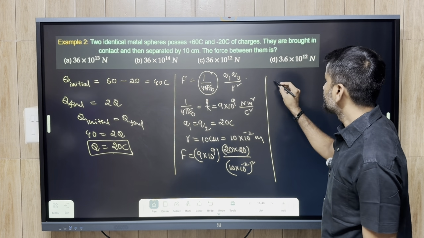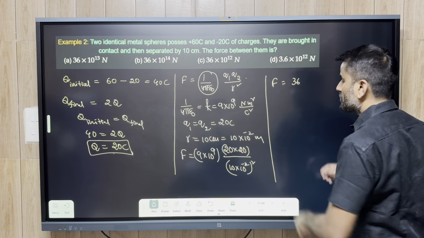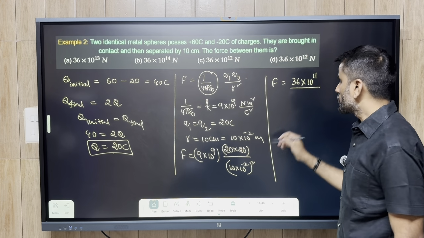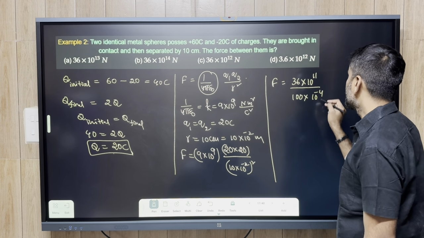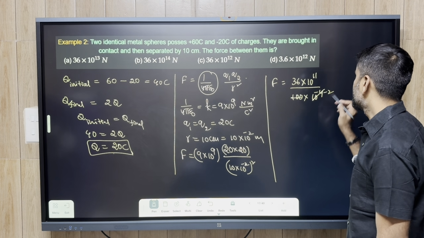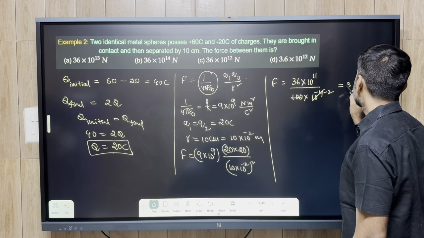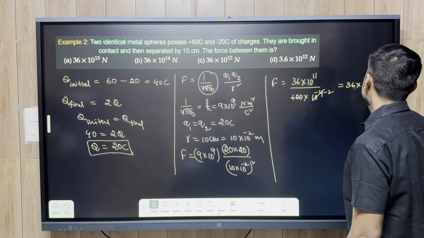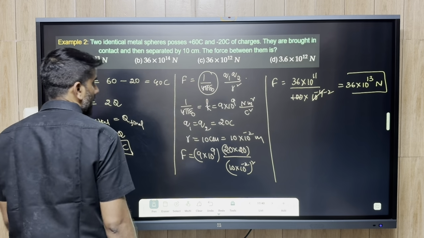9 times 4 is 36, 10 to the 9 times 100 is 10 to the 11. 10 to the 11 by 10 square is nothing but 100, and 10 to the minus 2 whole square is nothing but 10 to the minus 4. Let's cancel these two out. Minus 2 remains, and if I take this minus 2 to the numerator, what am I getting? 36 times 10 to the 11 plus 2, which is 13. So 36 into 10 to the 13 newtons.